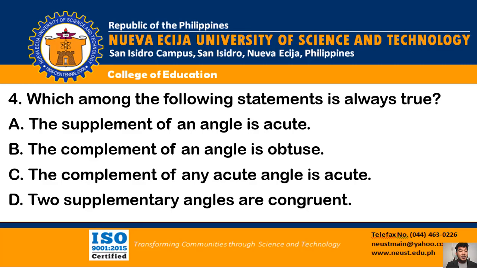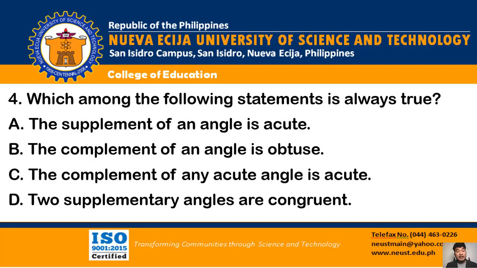Number 4, which among the following statements is always true? A, the supplement of an angle is acute. B, the complement of an angle is obtuse. C, the complement of any acute angle is acute. Or D, 2 supplementary angles are congruent.